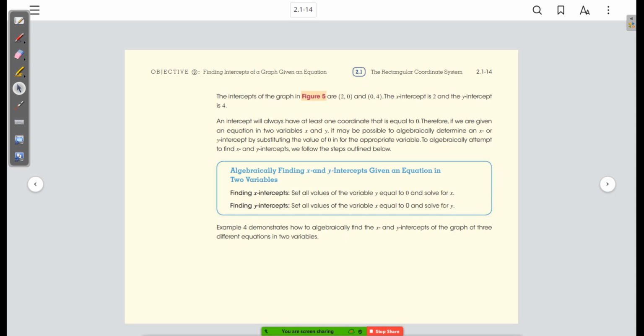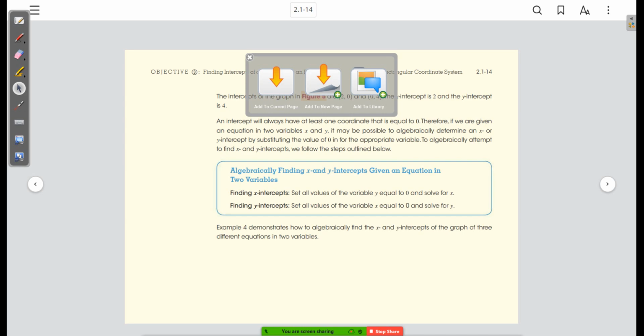Now this might be a little bit harder, only because it's not intuitive at first. This reads, the intercepts of the graph in figure 5 are 2, 0, and 0, 4. The x-intercept is 2 and the y-intercept is 4. An intercept will always have at least one coordinate that is equal to 0. Therefore, if we're given an equation in 2 variables, x and y, it may be possible to algebraically determine an x or y-intercept by substituting the value of 0 for the appropriate variable.